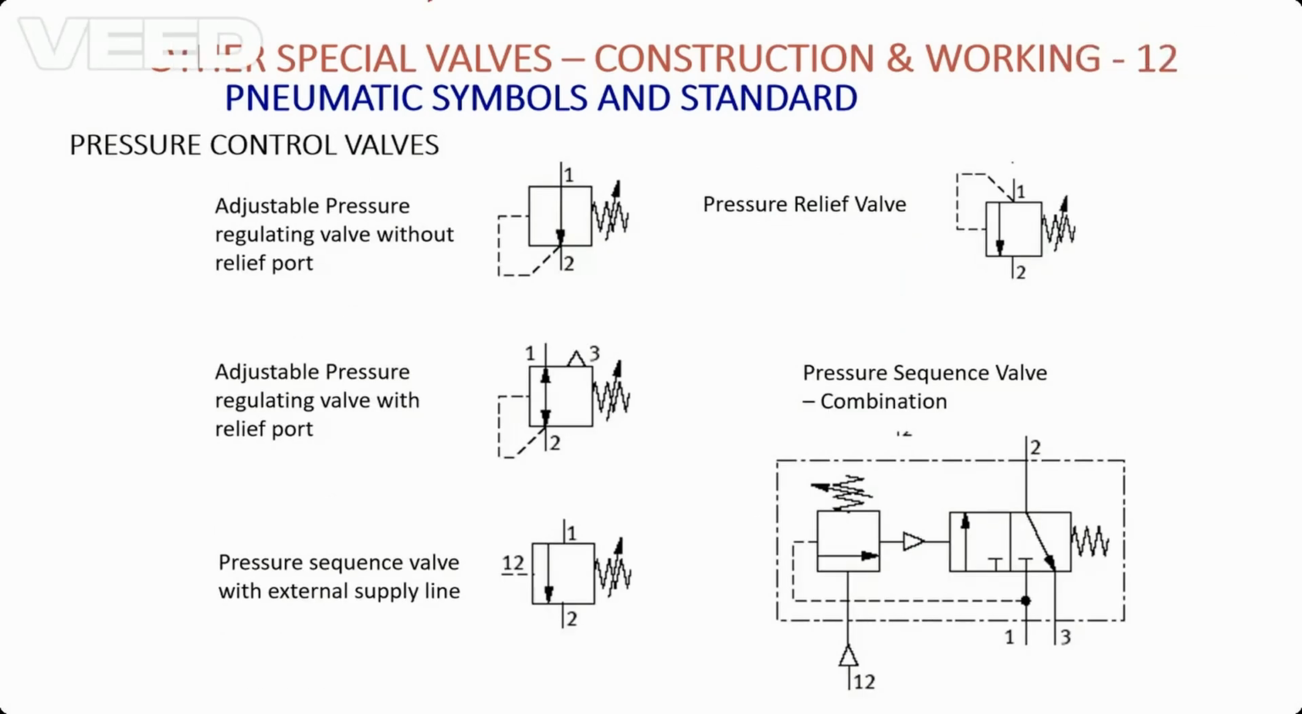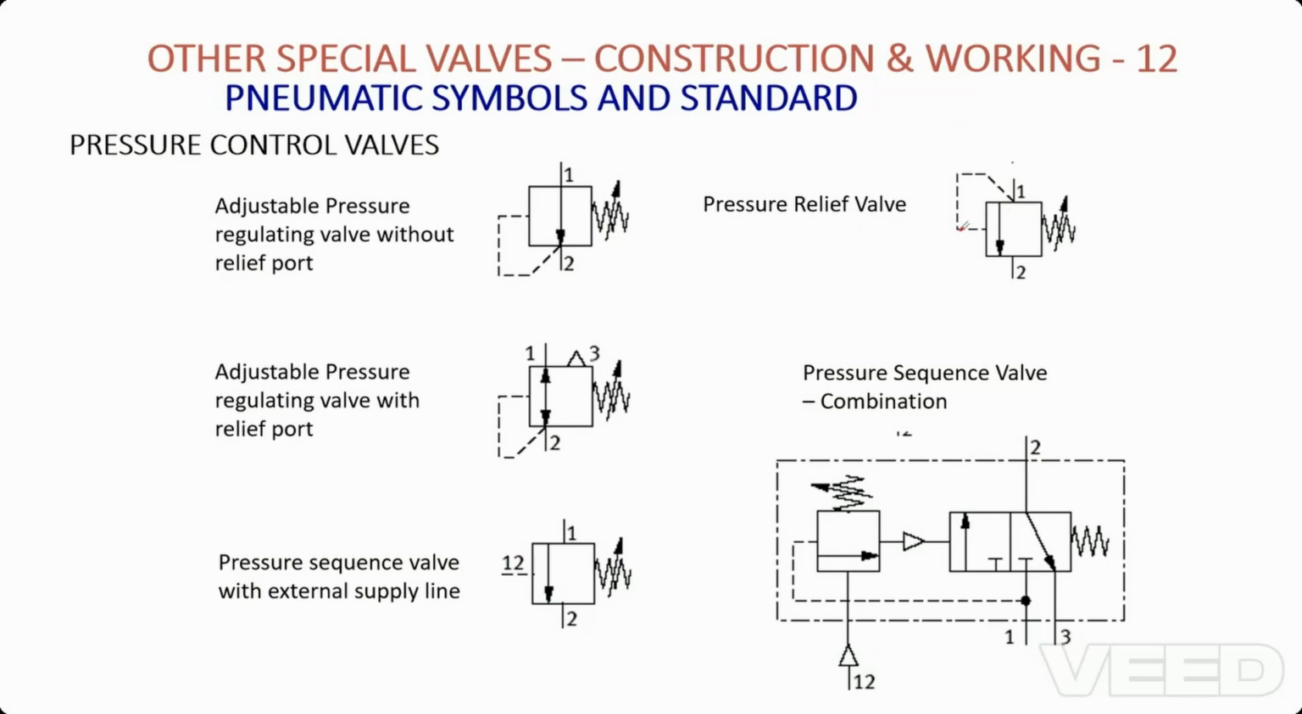Next we have the pressure regulating valve without relief port. We have seen the pressure regulating valve with relief port. This one is without relief port, so it will only send the air pressure from point one to two, regulating the pressure without relieving the flow. The next one, commonly used, is the pressure regulating valve which will release the air pressure into the atmosphere slowly. And next we have the pressure sequencing valve with external supply line. To this external supply we will be giving air pressure where it is controlled.